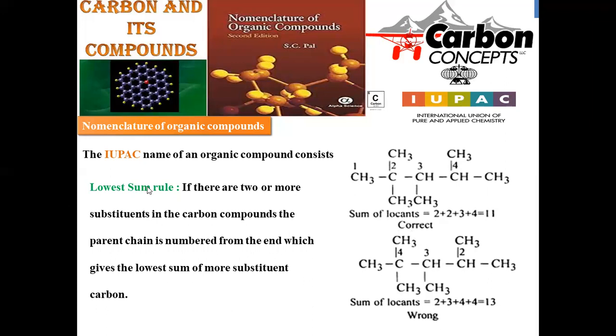Lowest sum rule means we have to add all the positions of the substitutions. Let us sum. At the second position, how many methyl groups are there? 2 are there, that's why we repeat 2 twice. 2 plus 2 can be taken because the substitutions should be summed here. At the third position also we have a methyl, so plus 3 can be taken. At the fourth position also a methyl is there, so plus 4 will be taken. 2 plus 2 plus 3 plus 4. The sum of all these will become 11.